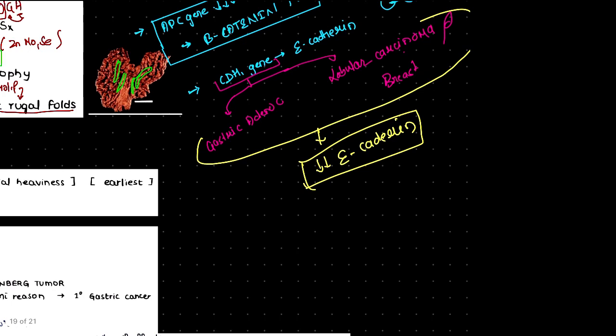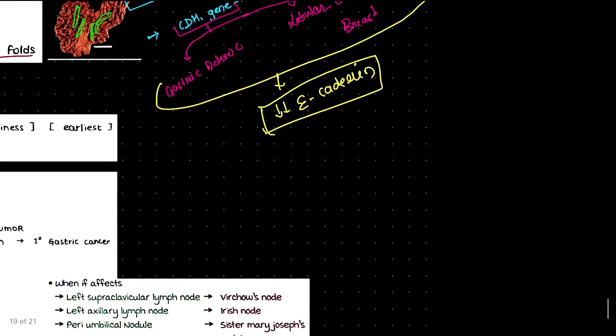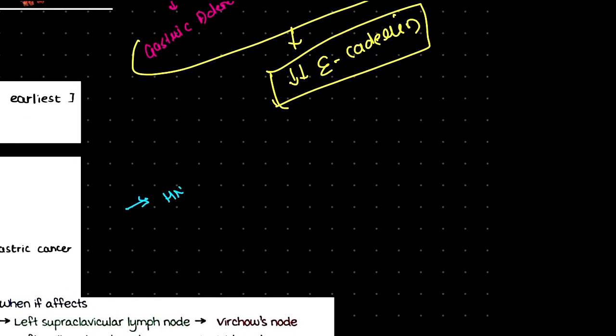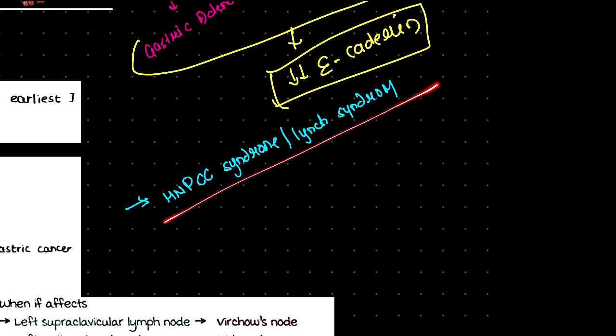Now moving further, we also need to know about HNPCC syndrome, right? What is this HNPCC syndrome? It is also one of the risk factors for causing adenocarcinoma. It is also called Lynch syndrome. This HNPCC syndrome is the condition in which there will be a defect in DNA repair, right?